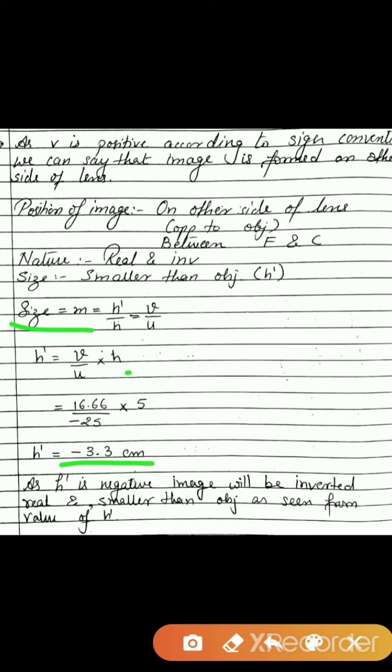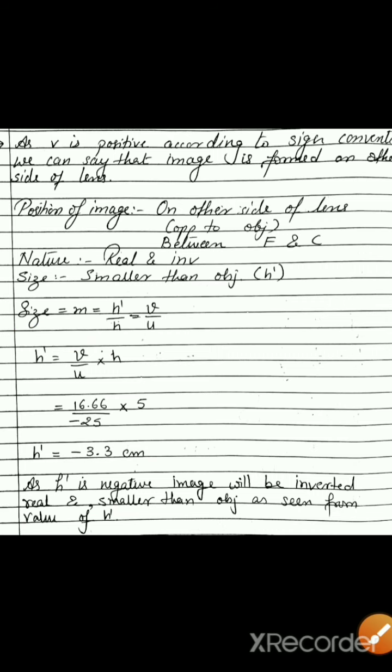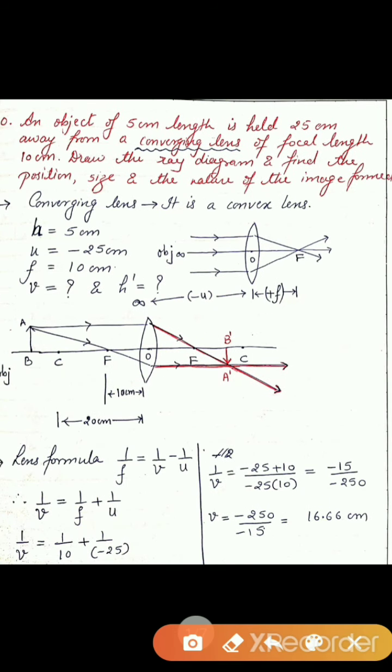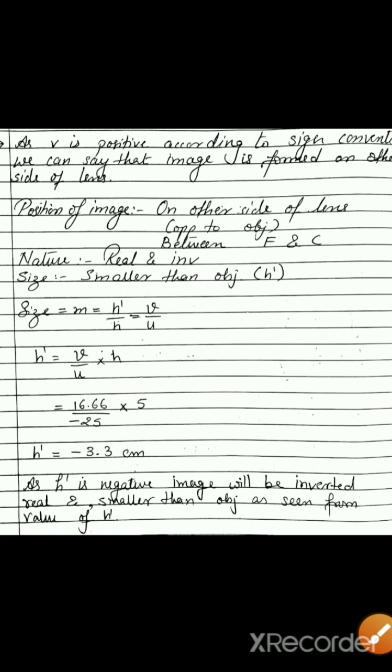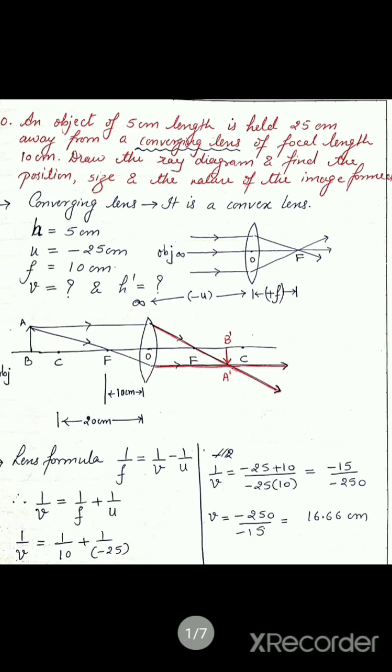So size is done. Now we have to talk about nature. See here, in the question they are asking, what is the nature of the image? So how will we be able to obtain the nature? Now see, from the ray diagram, we have already drawn the ray diagram. So from here I can say that the image is inverted, and if the image is inverted it will be real also. So from this h dash, as it is negative, I can say that the image is inverted and so it is real. So nature is also done.